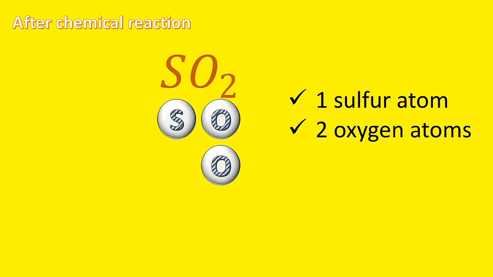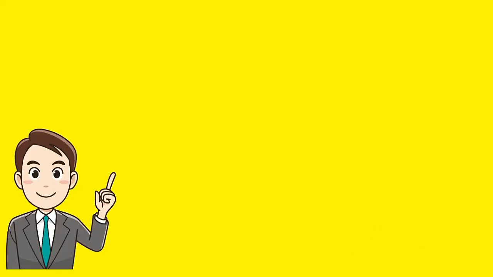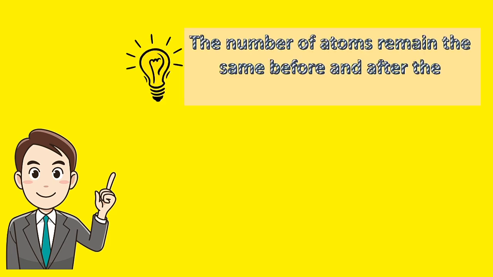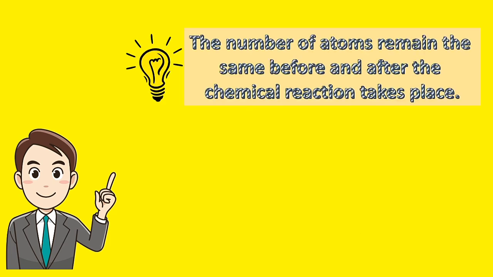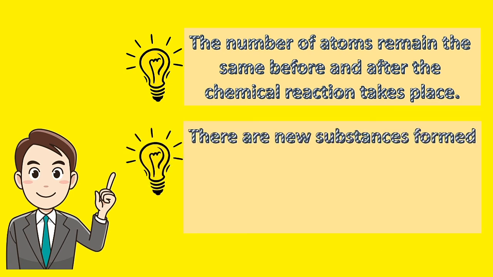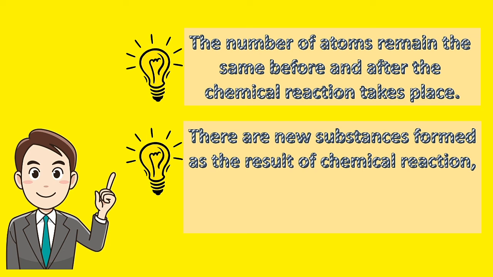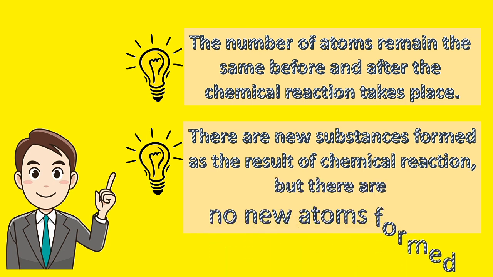Then the substance after chemical reaction is SO2. You also can clearly see that one S and 2 O, which means that one sulfur atom and 2 oxygen atoms. So we can conclude that, first, the number of atoms remains the same before and after chemical reaction takes place. Second, there are new substances formed as the result of chemical reaction, but there are no new atoms formed.